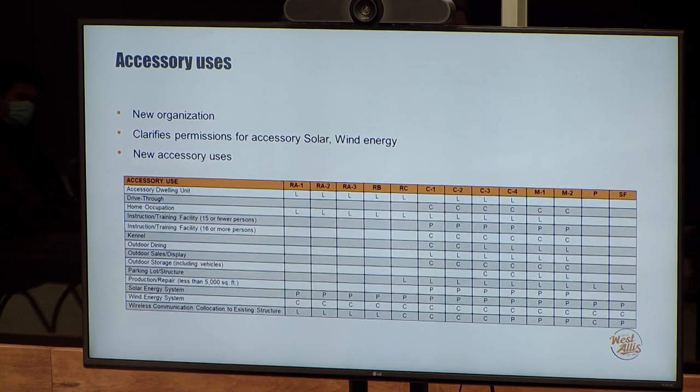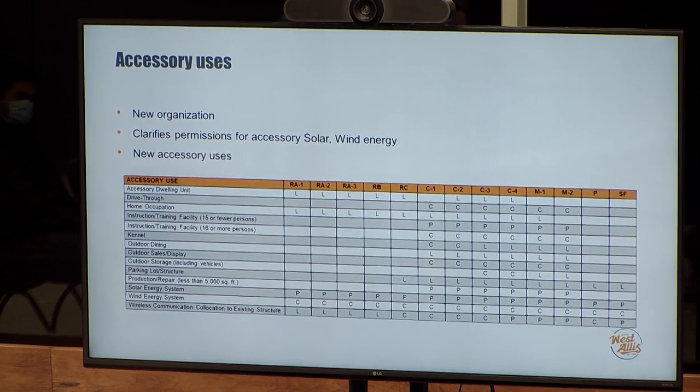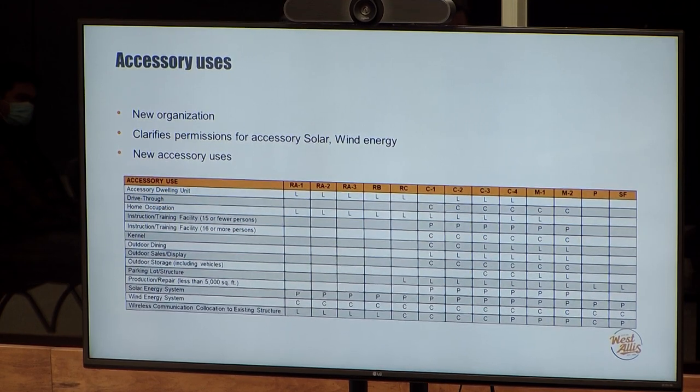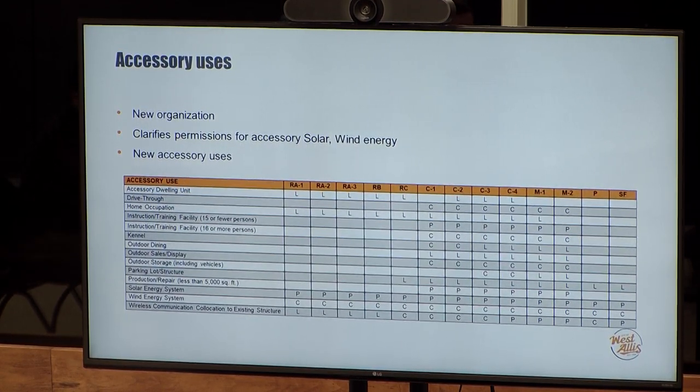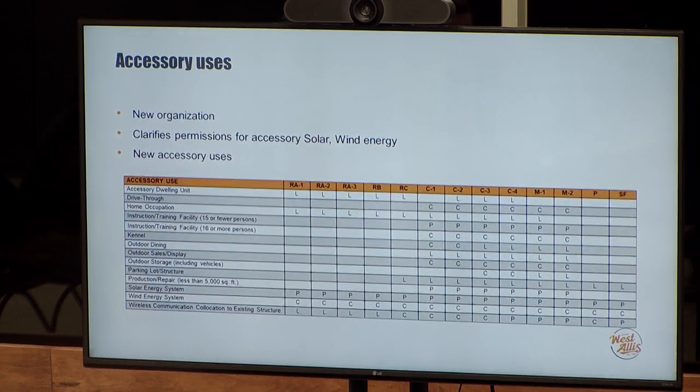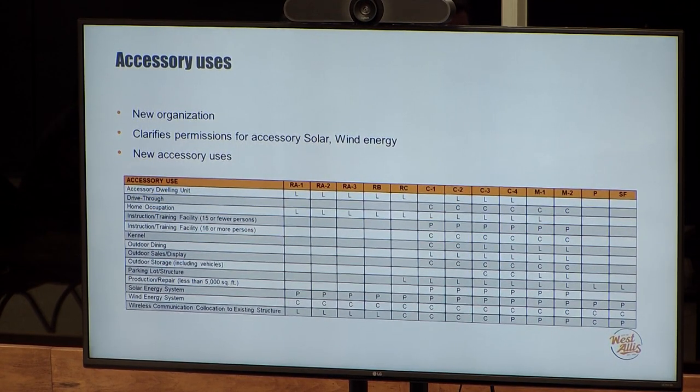So there are some newer accessory uses, and not to say that we wouldn't allow them now, but calling them out specifically here, solar energy systems and wind energy systems are noted up there as newer. You see that becoming more relevant and obviously more prolific in the future. So we just want to call them out in advance within our update here.